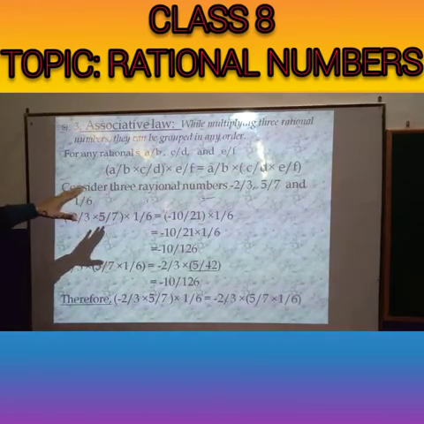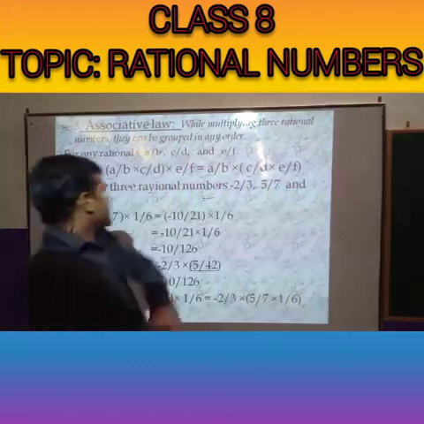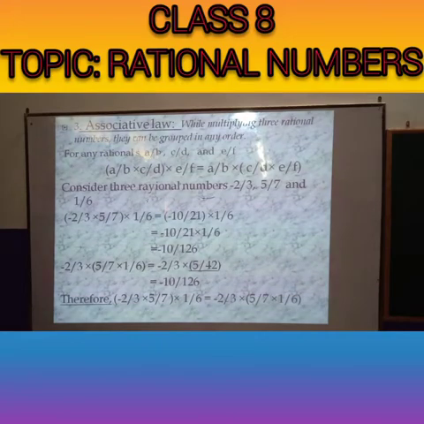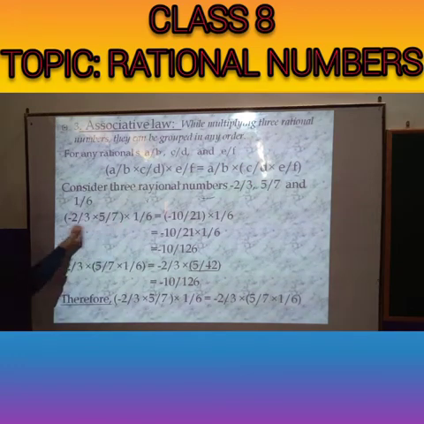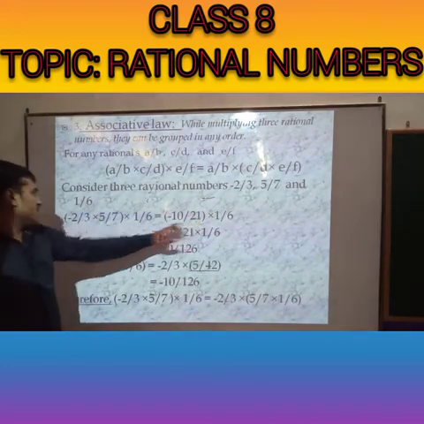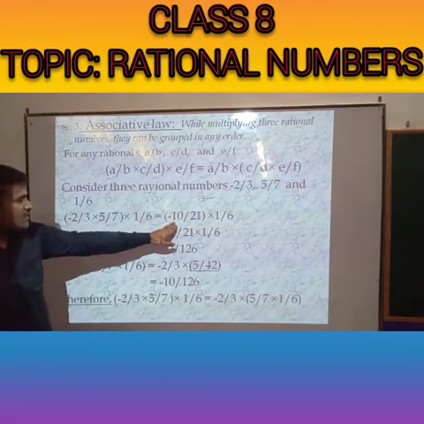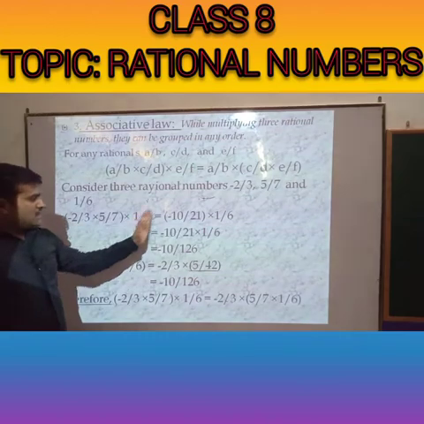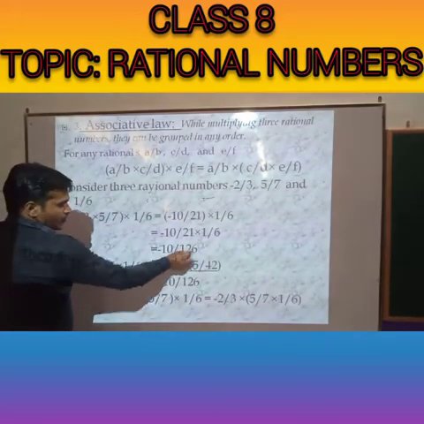Consider three rational numbers minus 2 upon 3, 5 upon 7 and 1 upon 6. We group them according to our convenience. Minus 2 upon 3 into 5 upon 7 into 1 upon 6. First we multiply this bracket, minus 2 upon 3 into 5 upon 7. Its product is minus 10 upon 21, since minus 2 multiplied by 5 is minus 10, and 3 times 7 is 21. Now multiplied by 1 upon 6, so we get minus 10 upon 126.